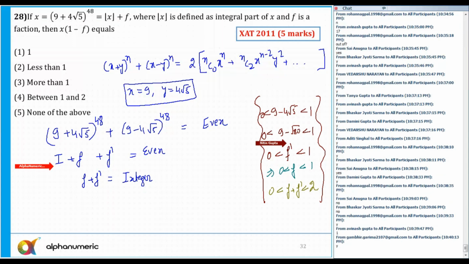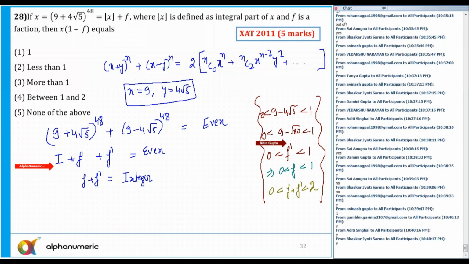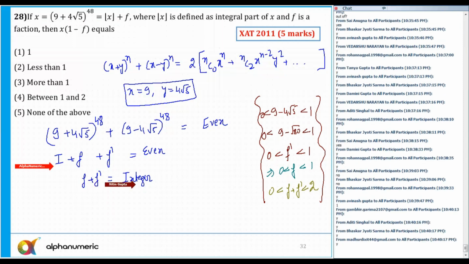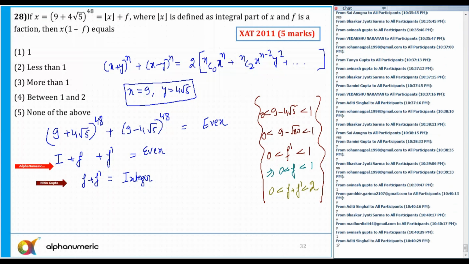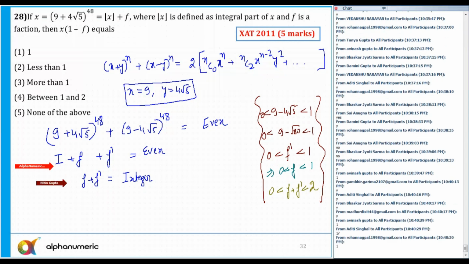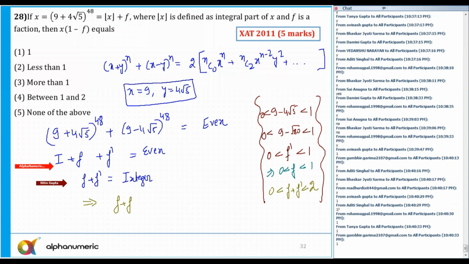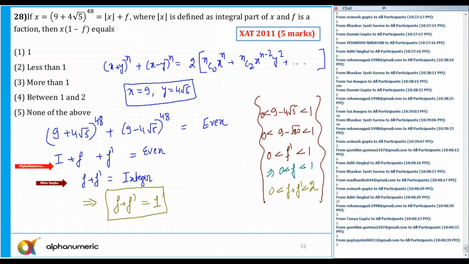And f plus f dash I need as an integer. So f plus f dash is an integer and f plus f dash is lying in the range 0 to 2. So what is the possible value for f plus f dash? Please tell me now. There is only one possibility. So this implies that the value of f plus f dash is equal to 1. Any doubts to anyone now till this step? Please tell me.